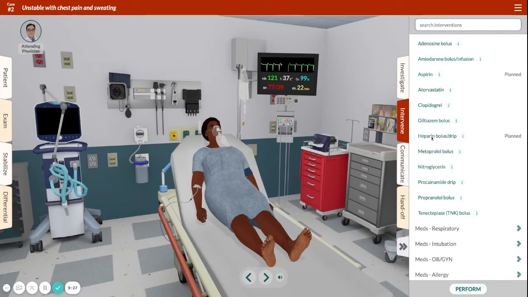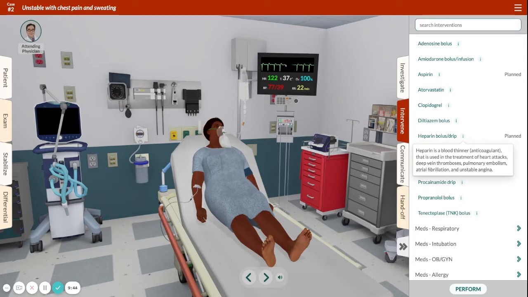And we can start her on a heparin bolus and drip. Heparin is an anticoagulant that, in the case of her having an acute thrombosis, will help stabilize that thrombus and prevent it from completely occluding or propagating, if it is completely occluding, along the vessel.